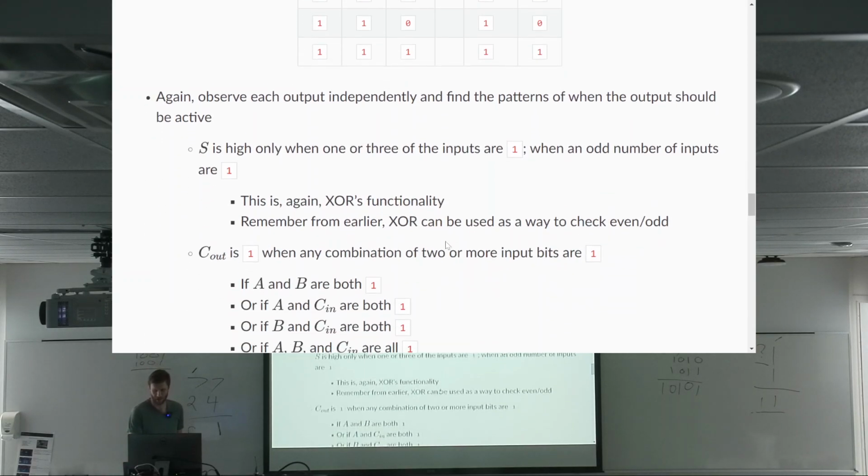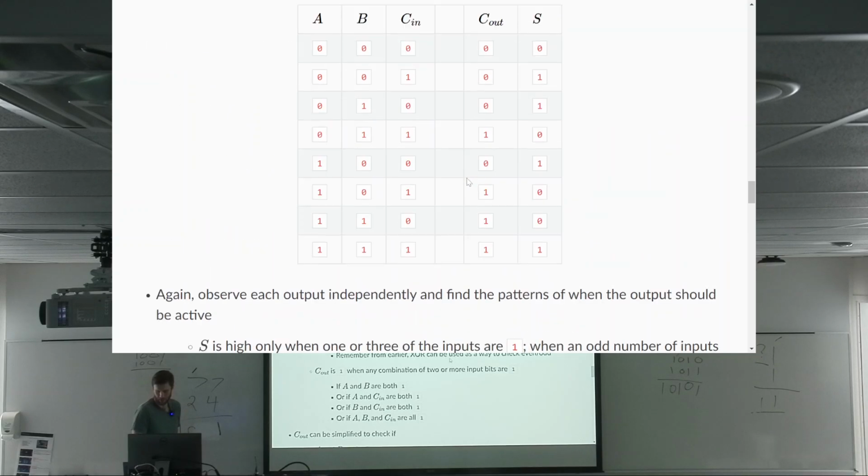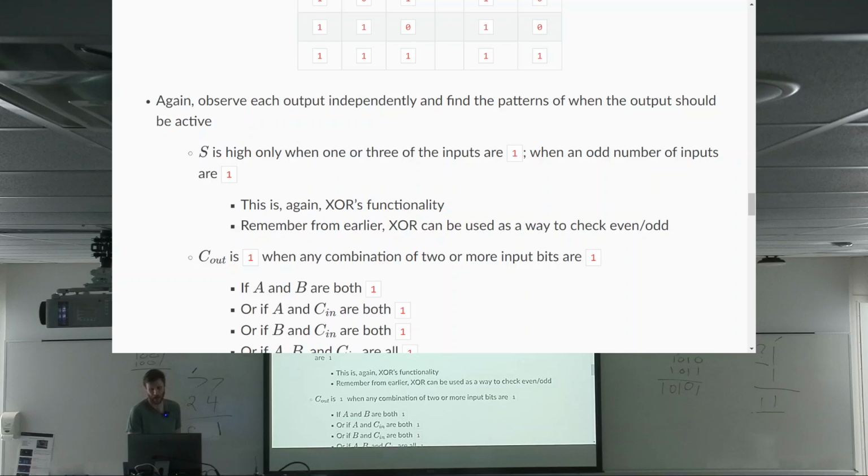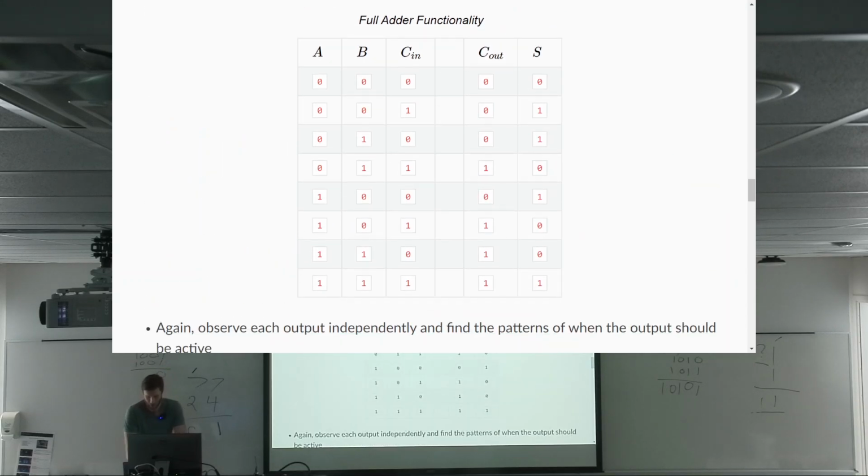So again, observe each output independently and find the pattern. So what's the pattern here? Well, like you said, sum seems to be when there is an odd number of high inputs, we output a 1. When it's an even number of inputs, we output a 0. And if you remember, that's what a multi-input exclusive OR does. So that's kind of nice to know. Now, we're not going to use a multi-input exclusive OR. We're still going to use exclusive ORs, though. When you chain exclusive ORs together, it does that parity check, the even-odd thing.